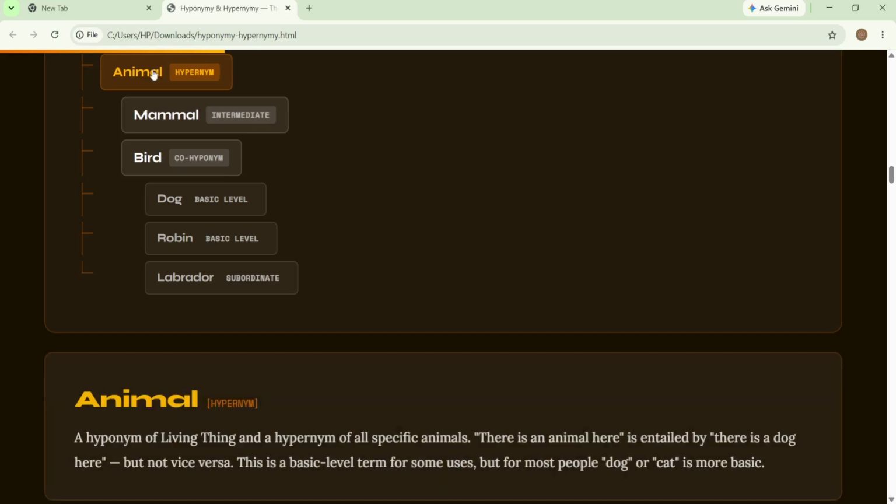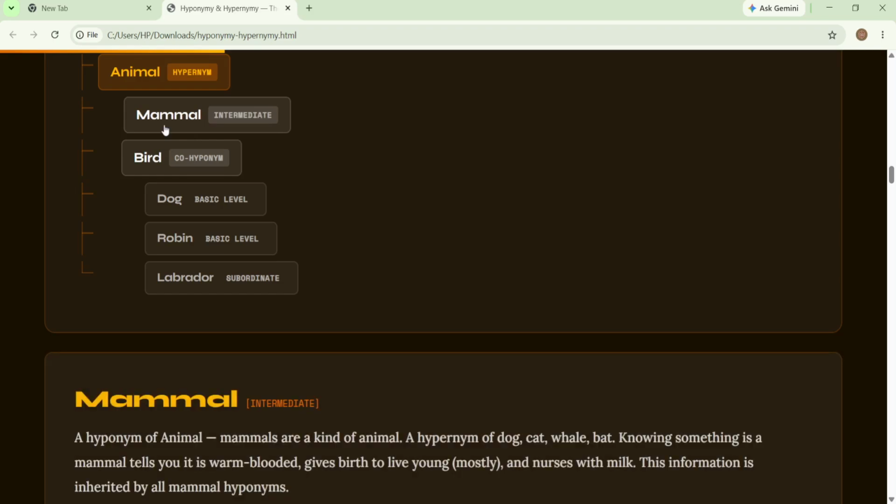So let's look at animals. Animal is a hypernym of mammal, whereas it is a hyponym of living things. "There is an animal here" is entailed by "there is a dog here," but not vice versa. You cannot say there is a dog here and this is an animal. First you have to specify that there is an animal, and if you're talking about a dog, it comes into your lexicon that it is an animal. This is the basic level term for some users, but for most people dog or cat is more basic.